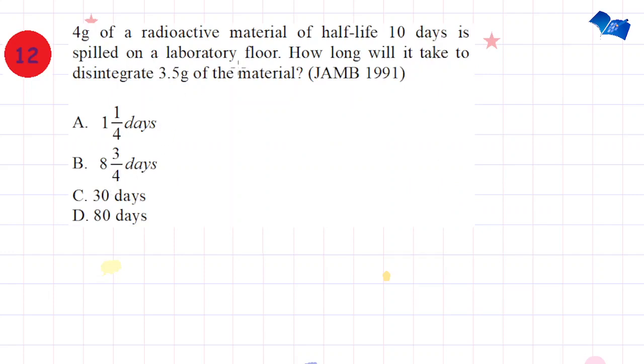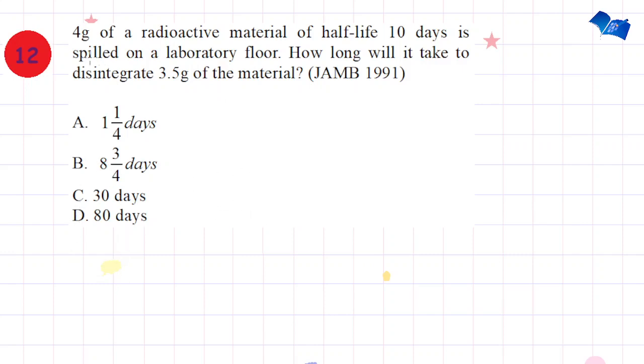4 grams of a radioactive material of half-life 10 days is spilled on a laboratory floor. How long will it take to disintegrate 3.5 grams of the material? This is taken from JAMB Passport 1991. They are given options A to D to choose from, right?